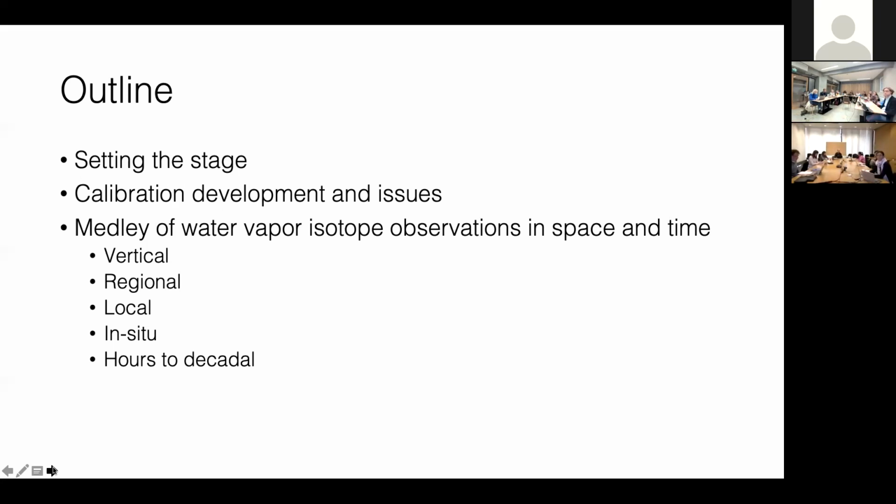I will then go through what I more or less call a medley of water vapor isotope observations in space and time. And what is also important to understand here is that I am confining myself to the North Atlantic and polar regions, because otherwise I would be speaking for the next 12 hours, I think, and I don't think anybody wants that. So I'll go through what we have learned from vertical measurements, from regional, from local, in situ, from hours to decadal.